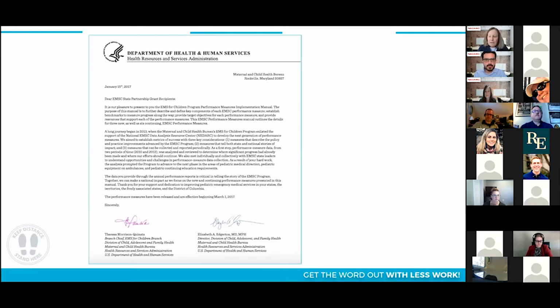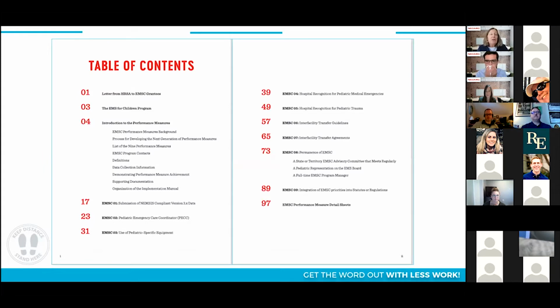So what we wanted to do to help with some of these things was to think about this. If you felt perhaps the measures weren't important, or that other people in your state might feel that, we started the manual with a really nice letter from both Beth Edgerton and Teresa Morrison Kinata. So they're telling folks and they're telling you that this is important. We've taken the time to work on this. We know that you're busy and that you're doing a lot of different things.